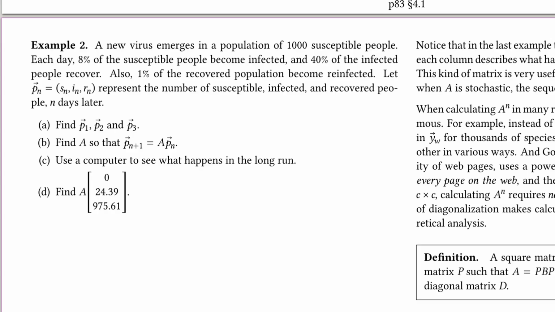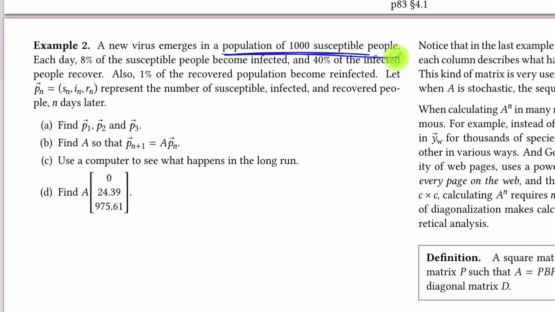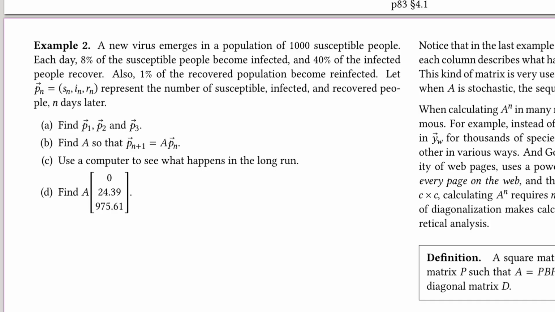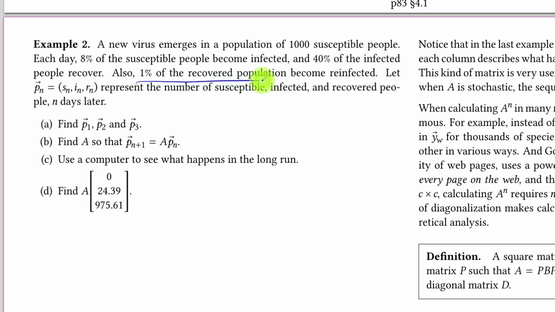So we have a population of 1,000 susceptible people. Maybe this is an island or something, and a new virus emerges because somebody comes in on a boat or something like that. So each day, 8% of the susceptible people become infected. So the more susceptible people there are, the more people that will become infected. And 40% of the infected people recover, and 1% of the recovered population becomes reinfected. So once you're recovered, you have some immunity to it, you're much less likely to get it than if you've never been exposed to it before.